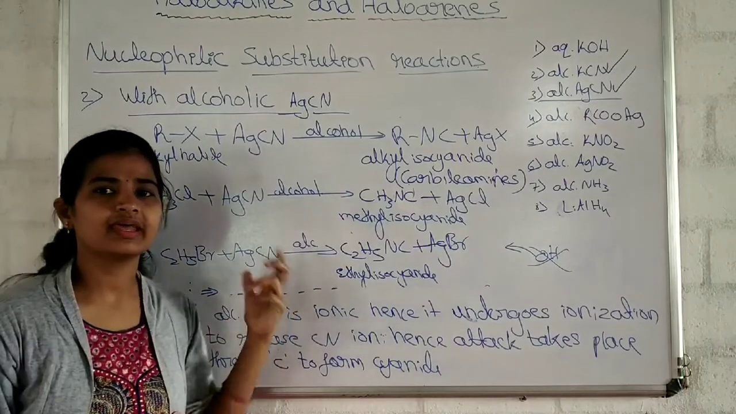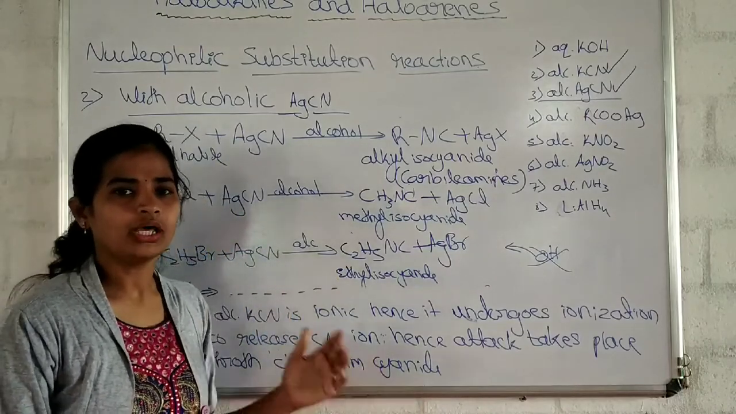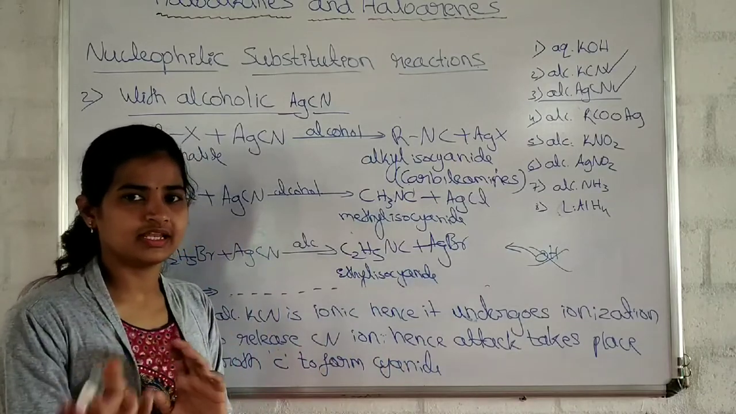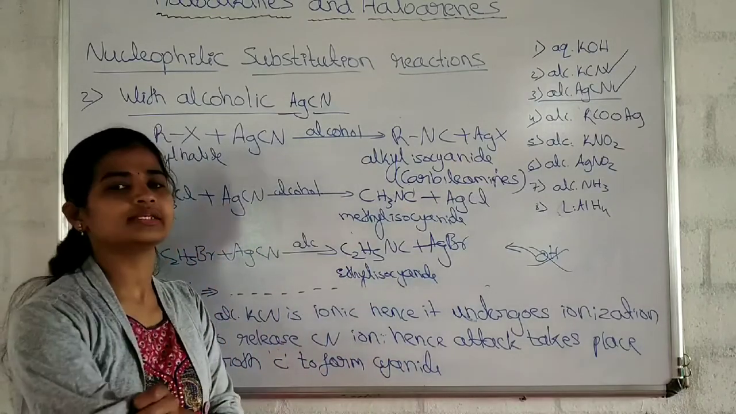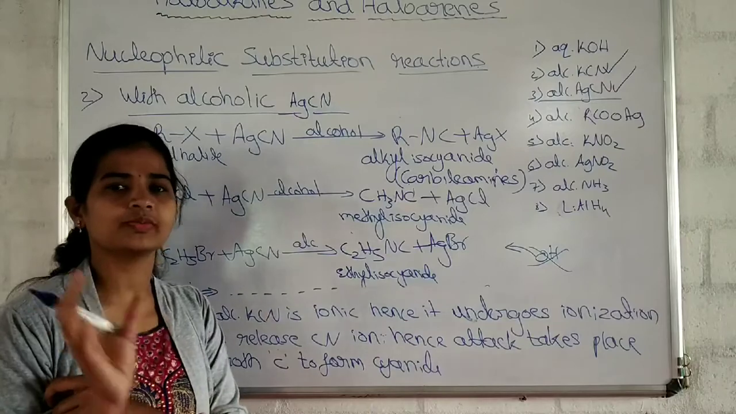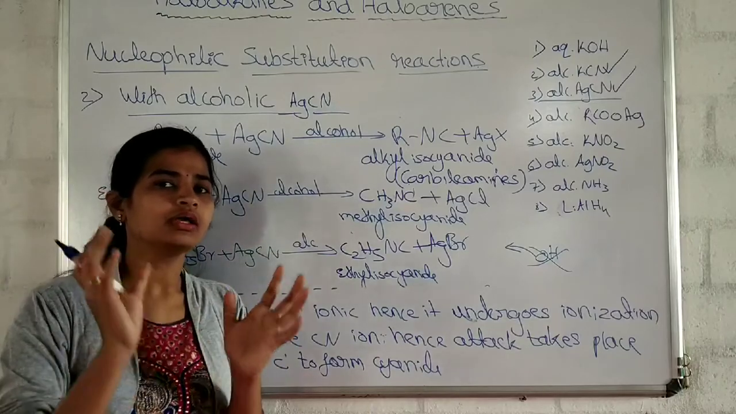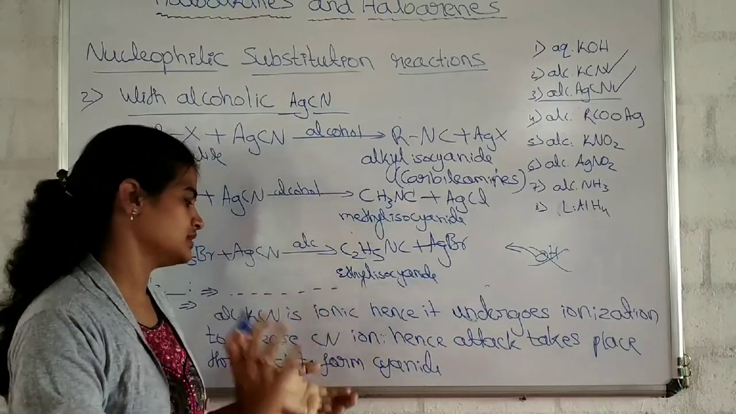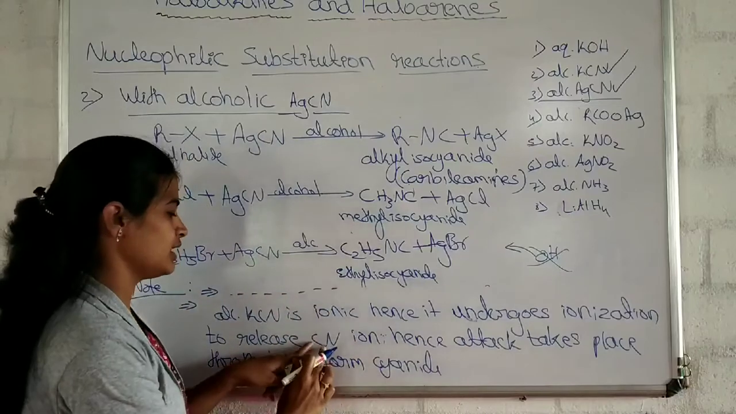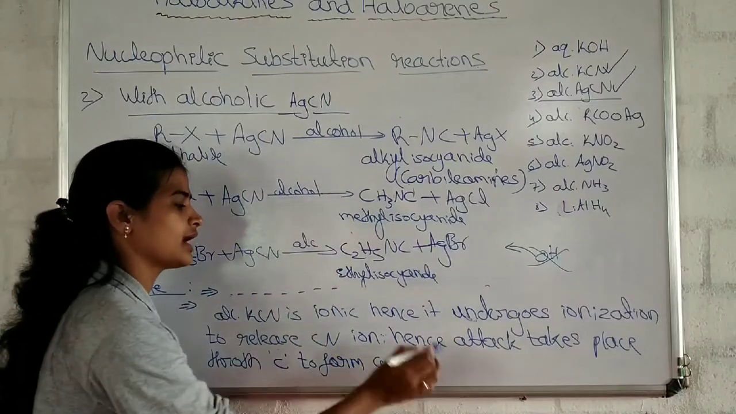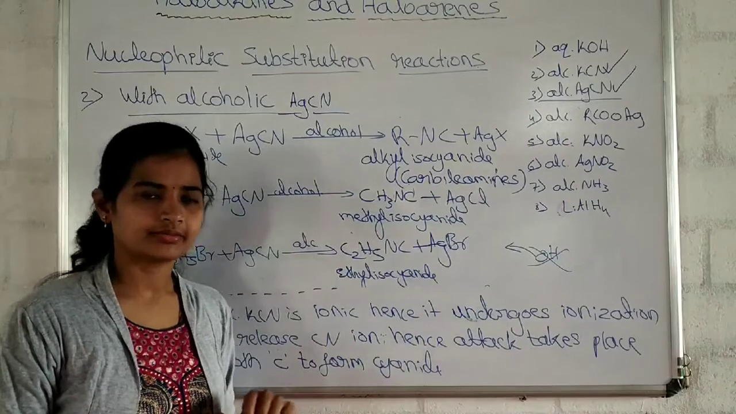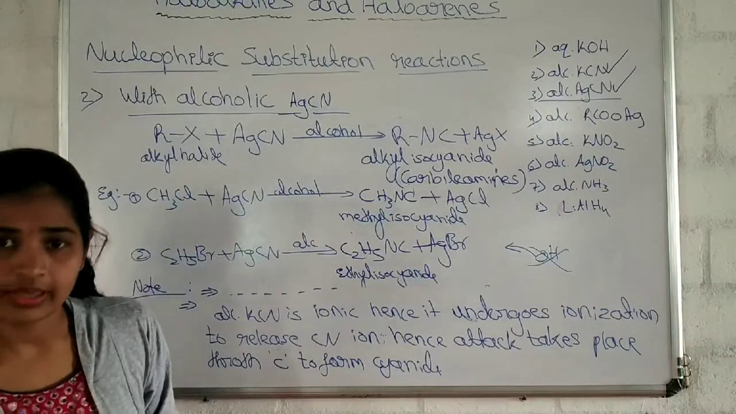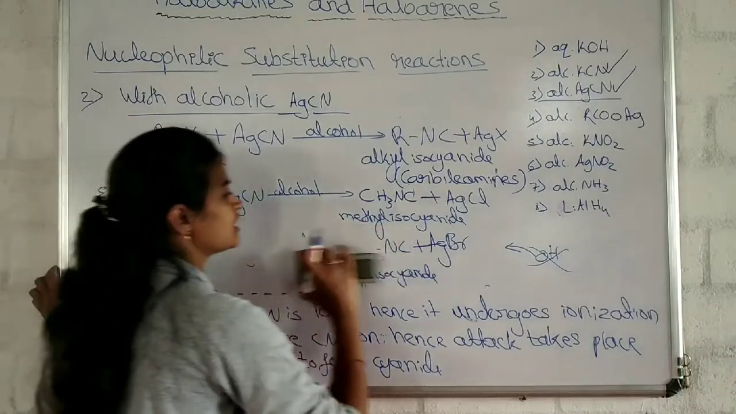As potassium cyanide is an ionic compound, the ionization takes place easily to release the cyanide ion. Hence the attack takes place through the carbon atom to form an alkyl cyanide. Got it? But what happens in case of AgCN?